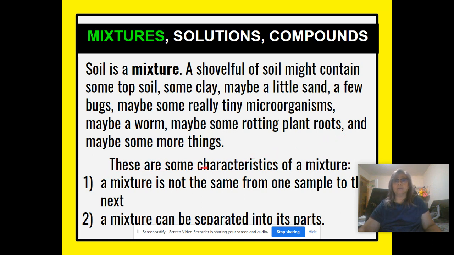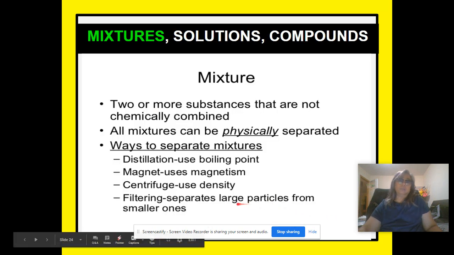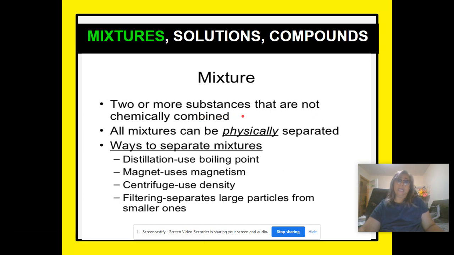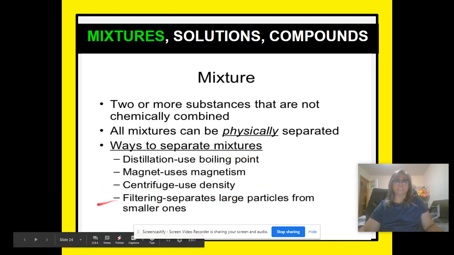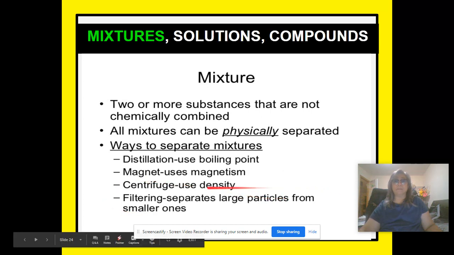Now, these are some characteristics of a mixture. First, a mixture is not the same from one sample to the next, and a mixture can be separated into its parts. Also, a mixture is two or more substances that are not chemically combined, and they can be physically separated. There are different ways of separating mixtures into their components, but this is probably what you are most familiar with: filtering, right? You can separate large particles from smaller ones.